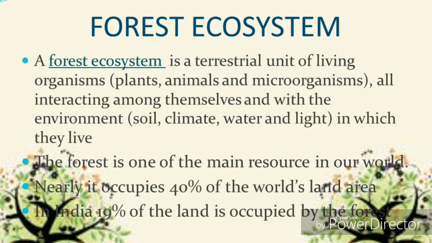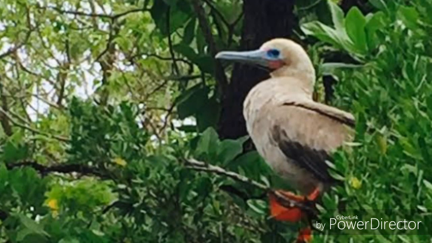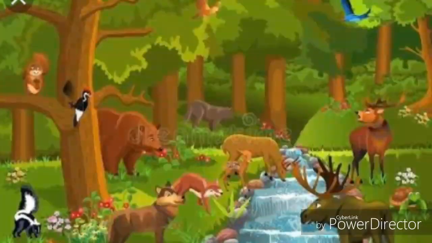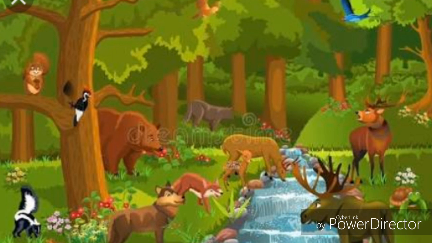Forests are one of the important natural resources in the world and they occupy 40% of the world's land area. We will find a rich diversity of living organisms in a forest ecosystem. In this picture, you can observe different kinds of animals, herbivores, carnivores, which are living in a forest ecosystem. In a forest ecosystem, we will find different kinds of food chains and the interconnected food chains form the food web.